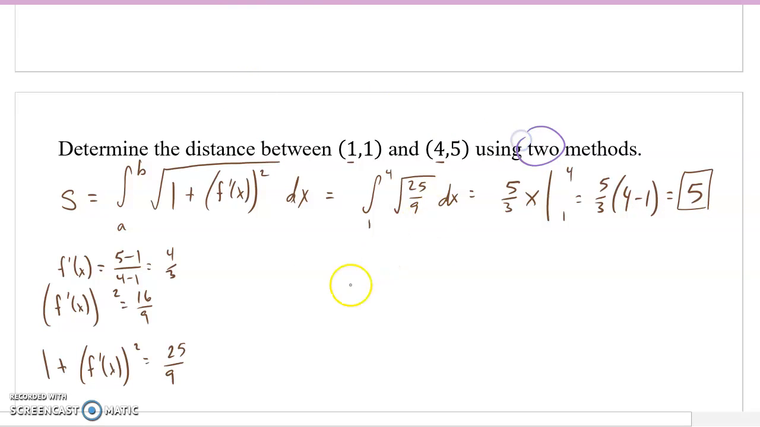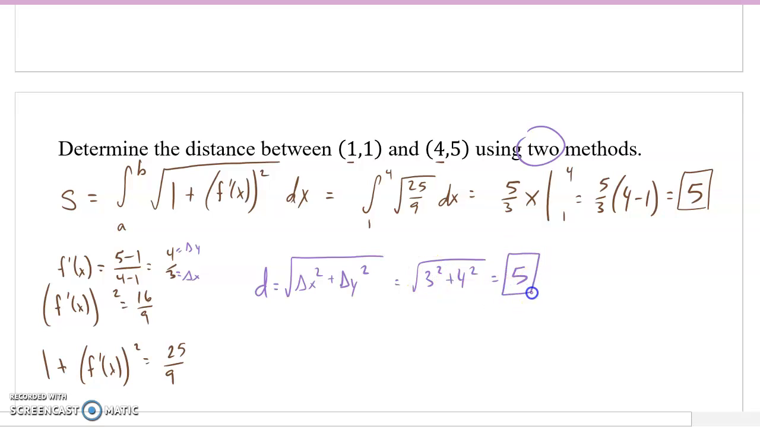Let's use two methods. The other method would be just the plain old distance formula, right? Well, that's the square root of delta x squared plus delta y squared. And I think we already found delta y to be 4 and delta x to be 3. So we have the square root of 3 squared plus 4 squared. Oh, that's the Pythagorean triple. Okay, cool. So we get the same thing, which is not at all surprising, I hope.